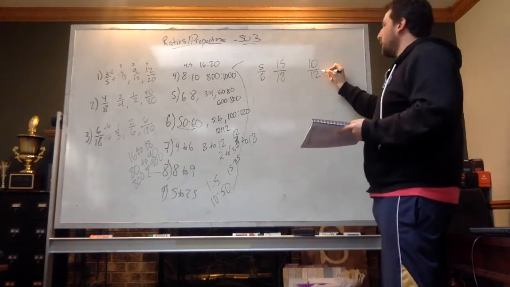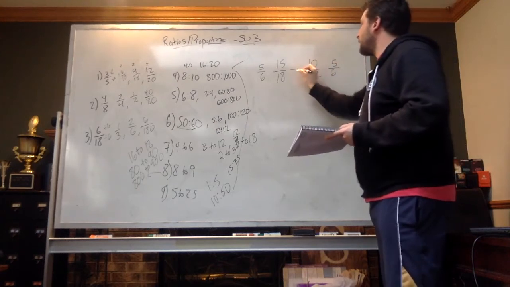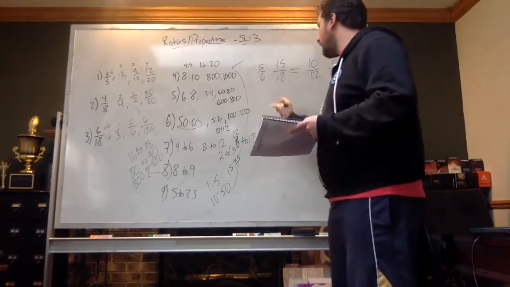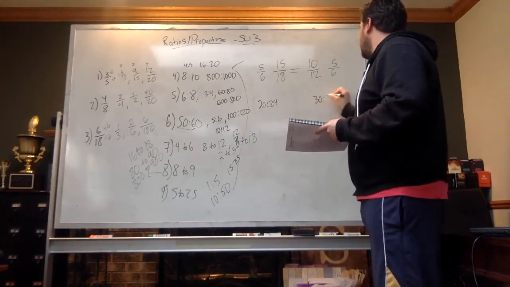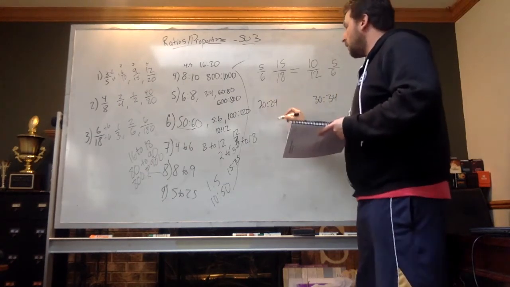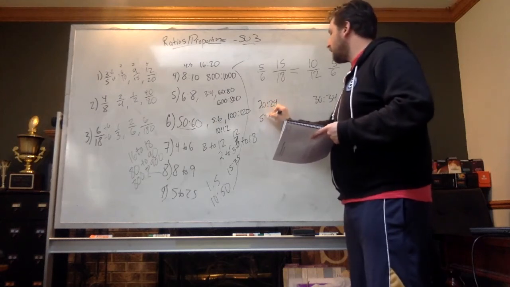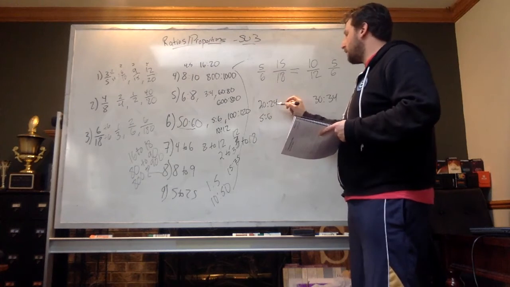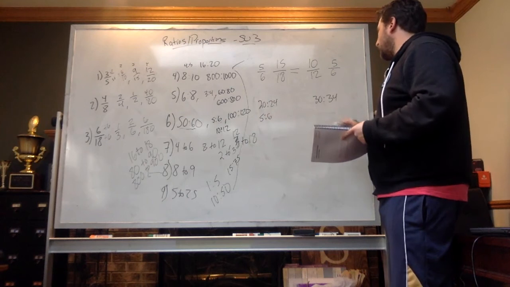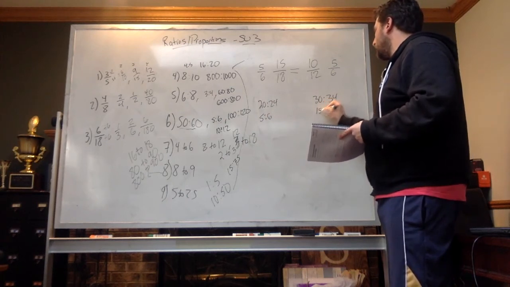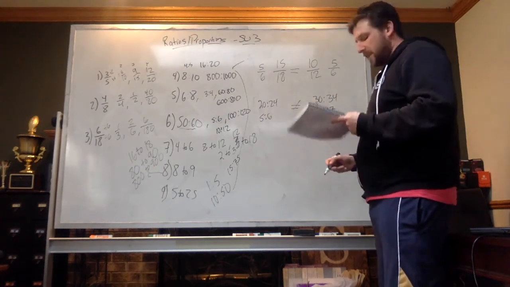Cool. What goes into both 10 and 12? 2. 10 divided by 2 is 5. 12 divided by 2 is 6. So yes, they are equal. Now we have 20 to 24, and then proportionally 30 to 34. So let's think about it. 20 to 24, they're both even numbers, and 4 goes into both of them, so we have 5 over 6, because 20 divided by 4 is 5, 24 divided by 4 is 6. And then 30 and 34, they're both even numbers, so we just divide by 2, 15 to 17. And you can see 5 to 6 does not equal 15 to 17.